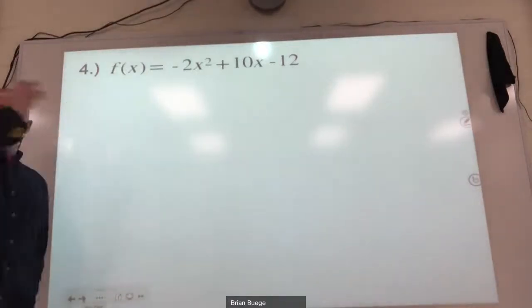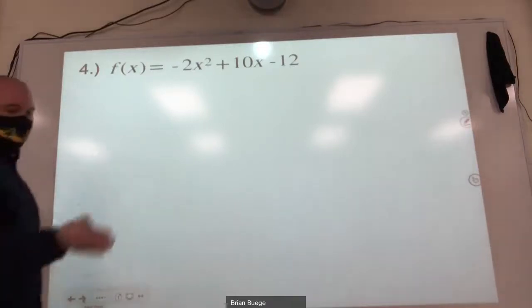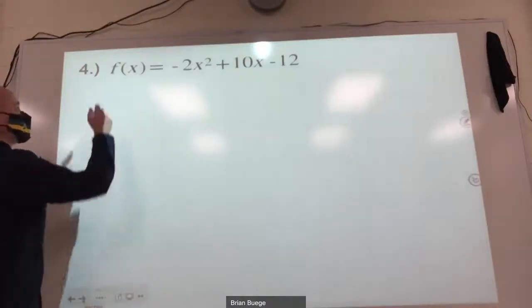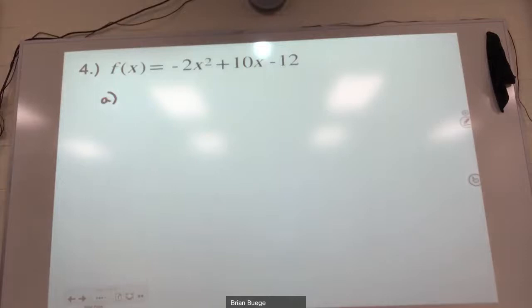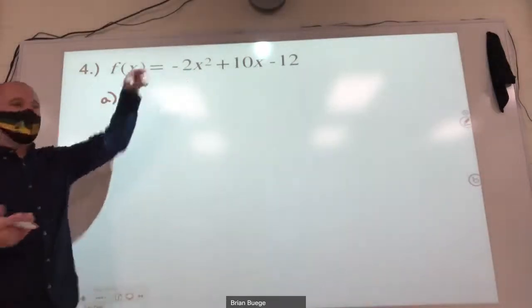I'm just going to list this as A, B, C, D, and so on, and work our way through the different pieces here. So part A. On the sheet it asks you, what's the direction that this parabola is opening? Is it opening up or down? And how do you know? It's negative. You have a negative a value, so you know that this is opening down.